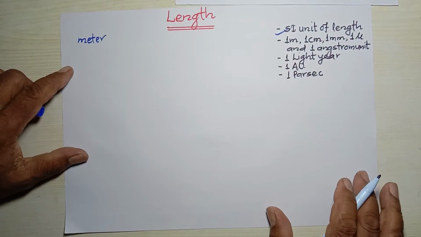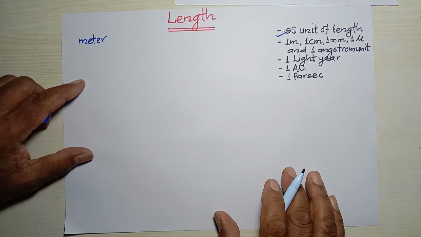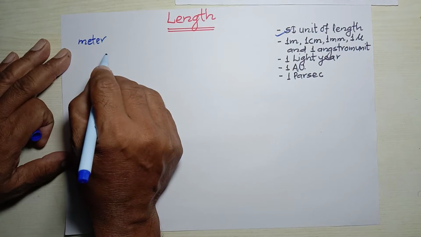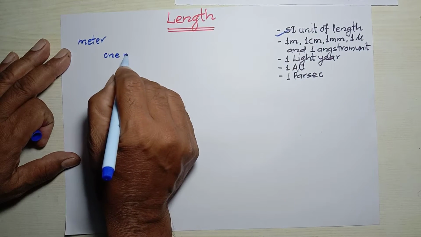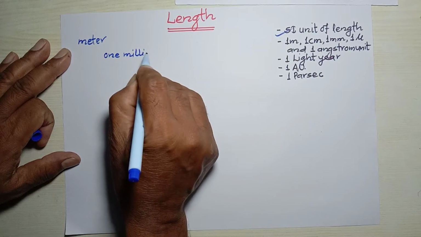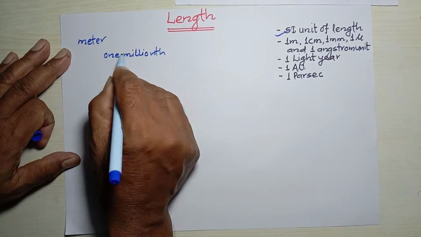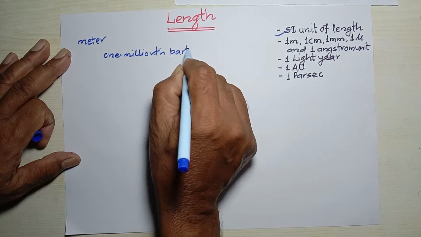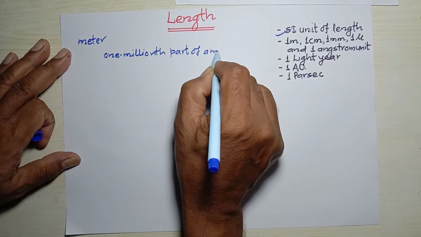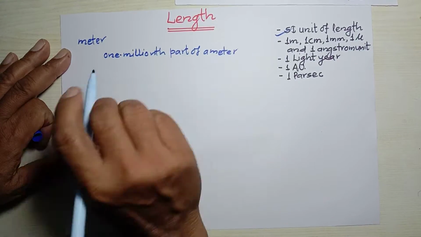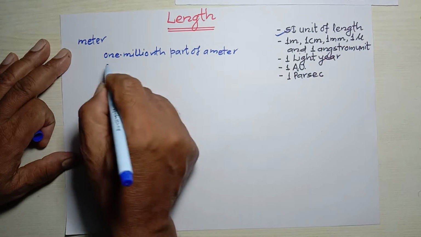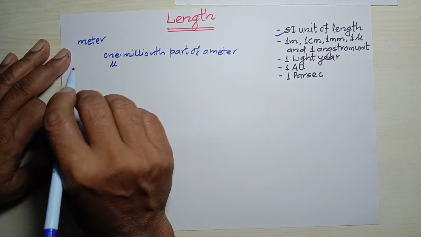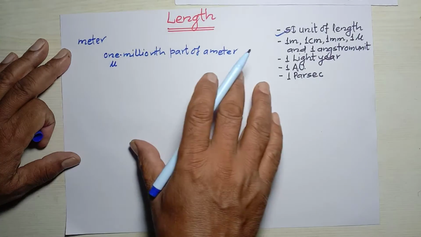Now if we have to define micron, then we can say this way. 1 micron is defined as one millionth part of a meter, and it is expressed like this symbol, micron.